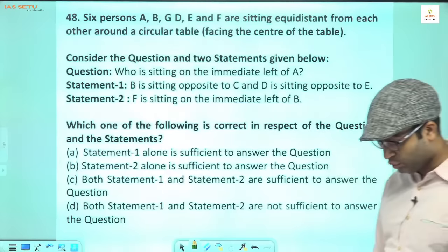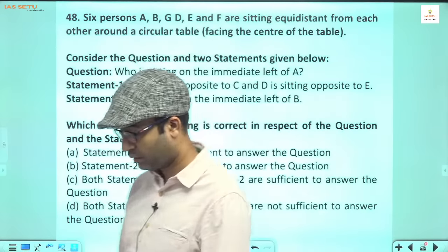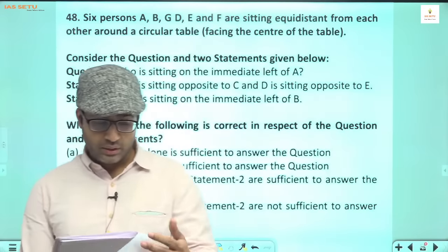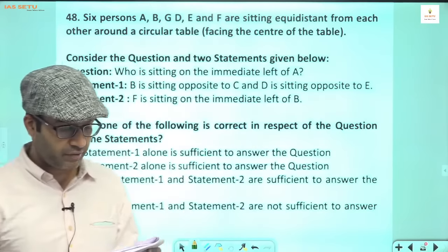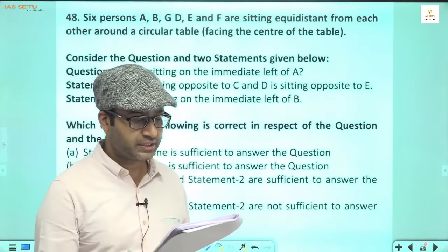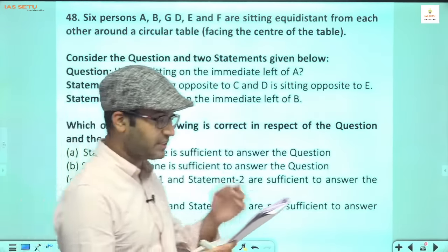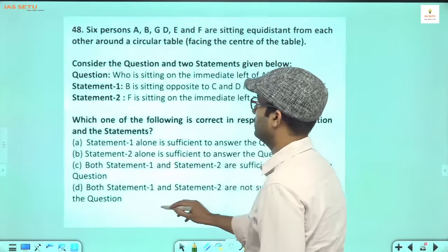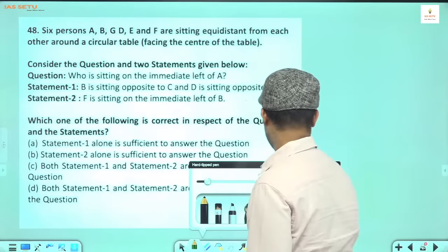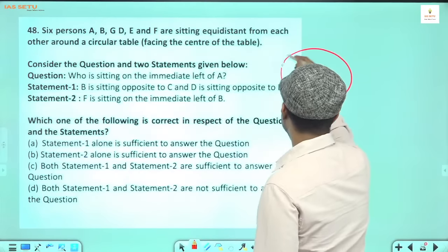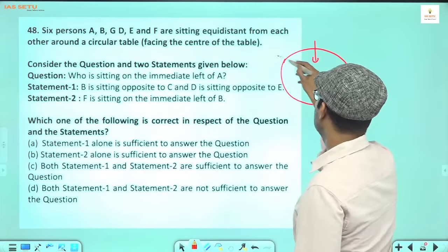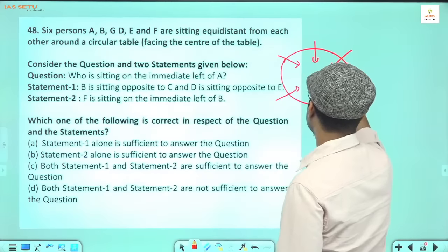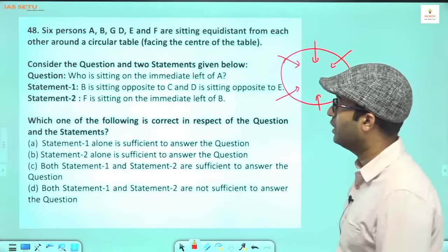Question number 48. Six persons A, B, C, D, E, F are sitting equidistant from each other around a circular table facing the center of the table. Six persons, one, two, this side, this side, so that there is equidistance.